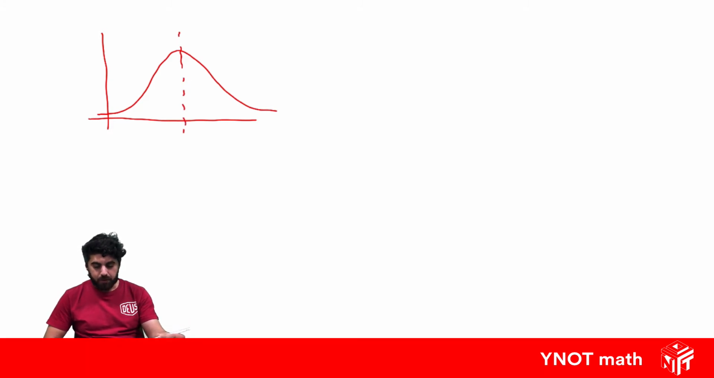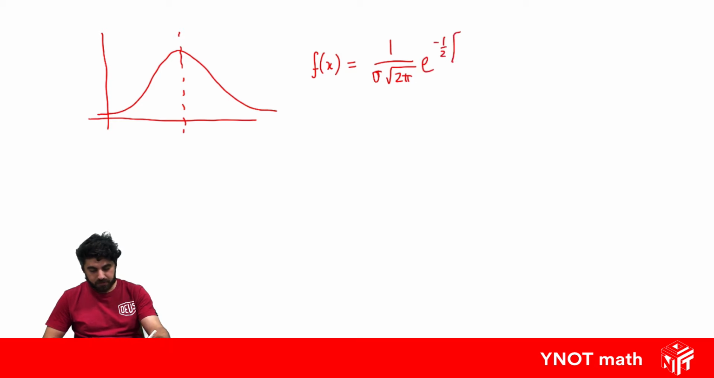Now, the probability density function for a normal distribution is going to be expressed in the form f of x equals 1 over the standard deviation times root 2 pi times e to the minus a half, all multiplied by x minus the mean over the standard deviation all squared.